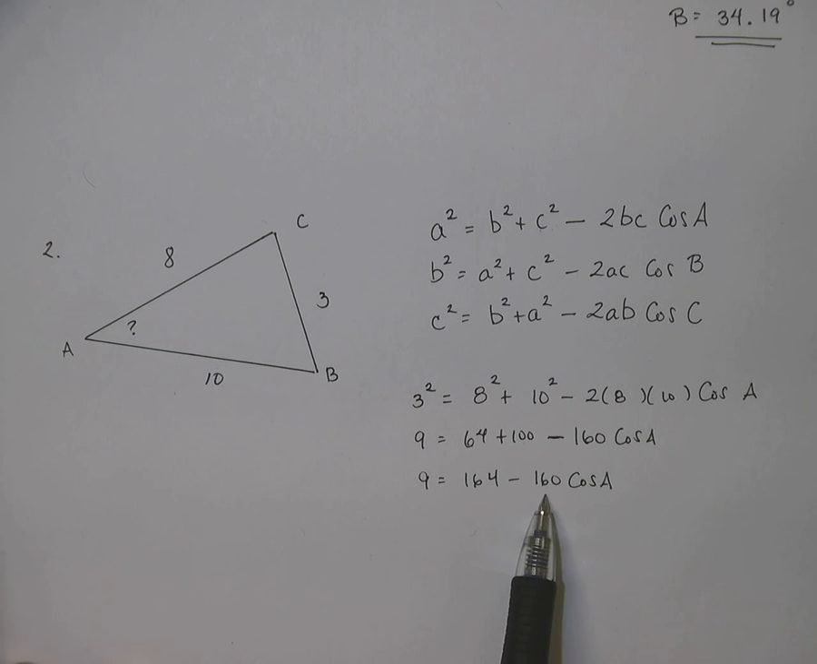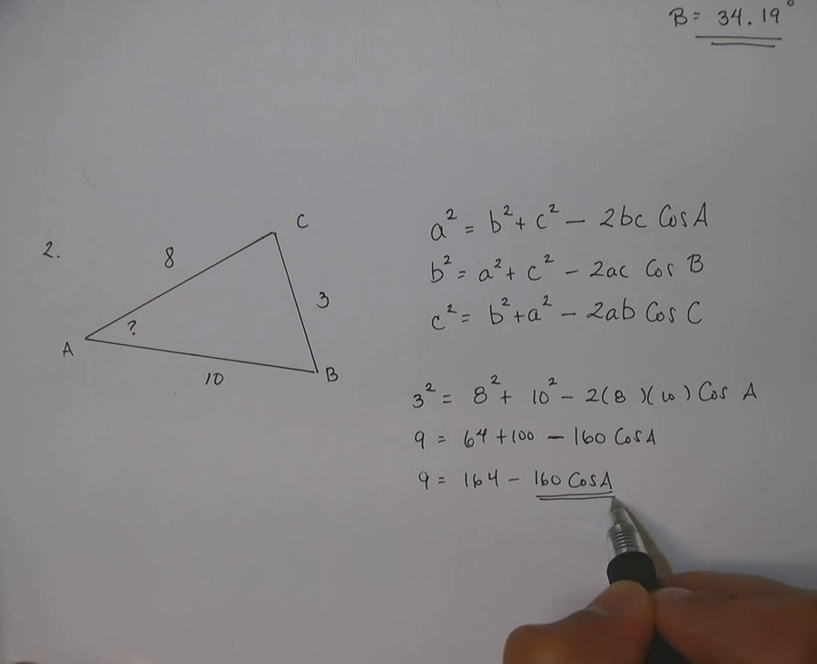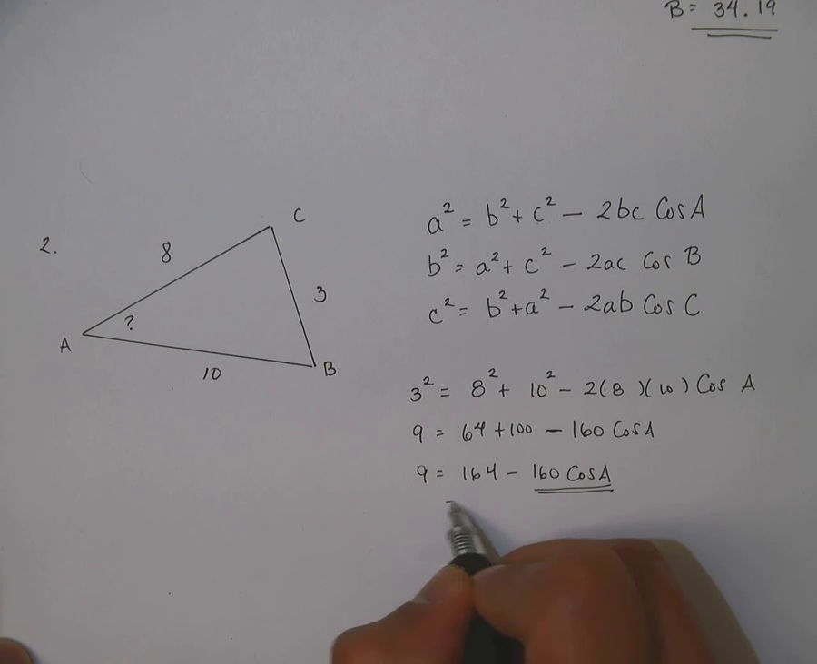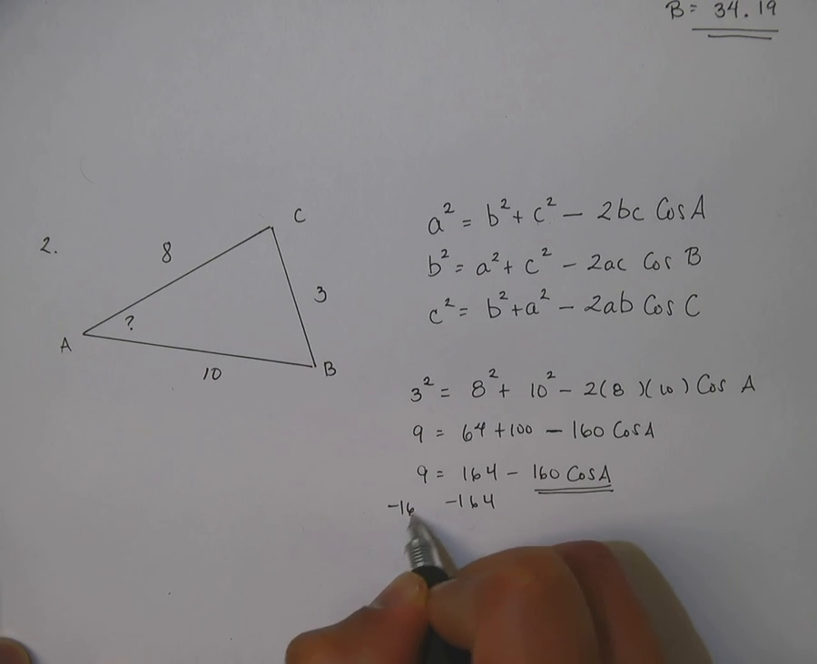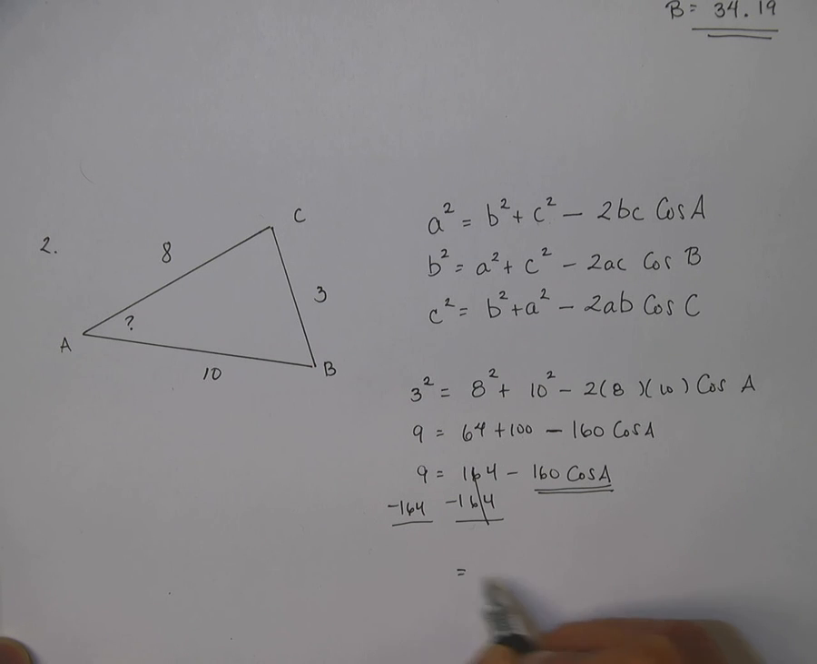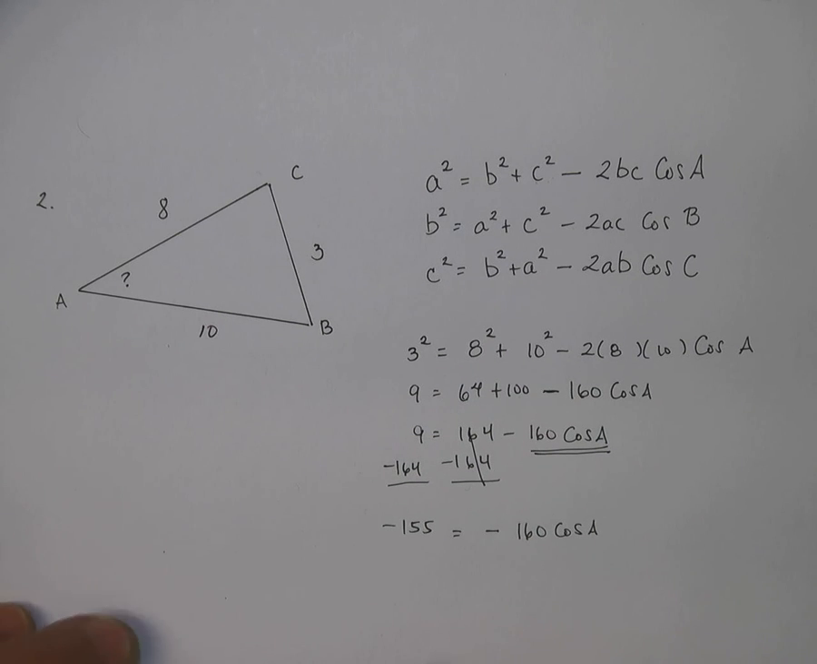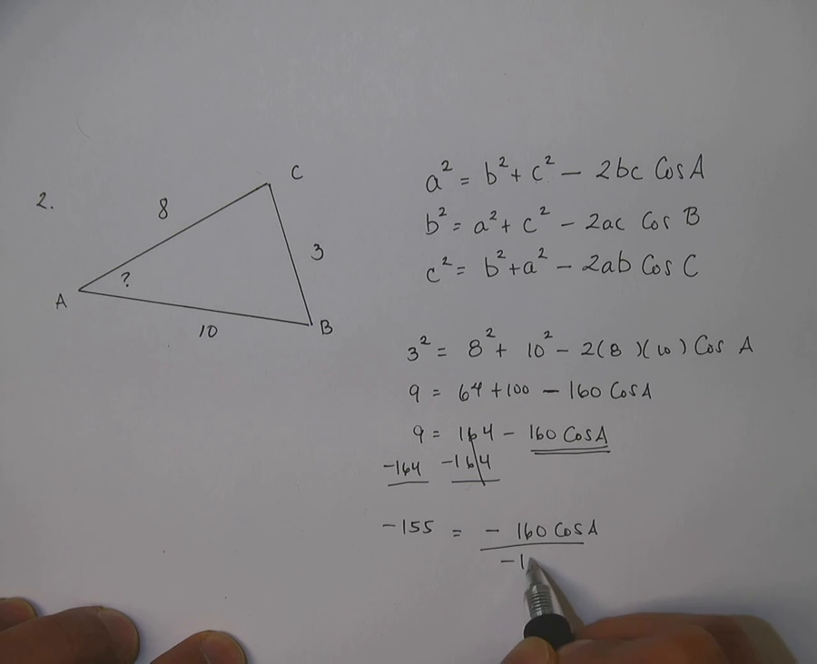You cannot do that. Remember, order of operations. This guy means multiplication, so this has to stay together until the very end. So we have to undo this guy. You're going to do minus 164 on both sides. That simplifies. You're going to have negative 160 cosine of angle A equals 9 minus 164, which is negative 155. You're going to divide by negative 160, negative 160. That simplifies. You're left with cosine of angle A.